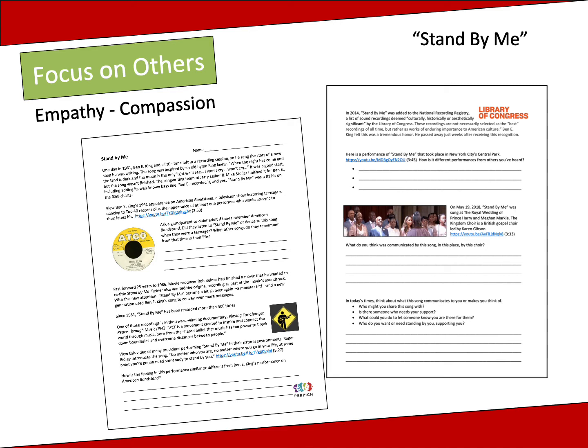The first one, learn a little bit about the song's history and watch Ben E. King sing his song on American Bandstand. Students might ask a grandparent or another older adult if they remember that show or what other songs they remember from their teen years. The second performance is musicians from all over the world performing on behalf of Playing for Change.